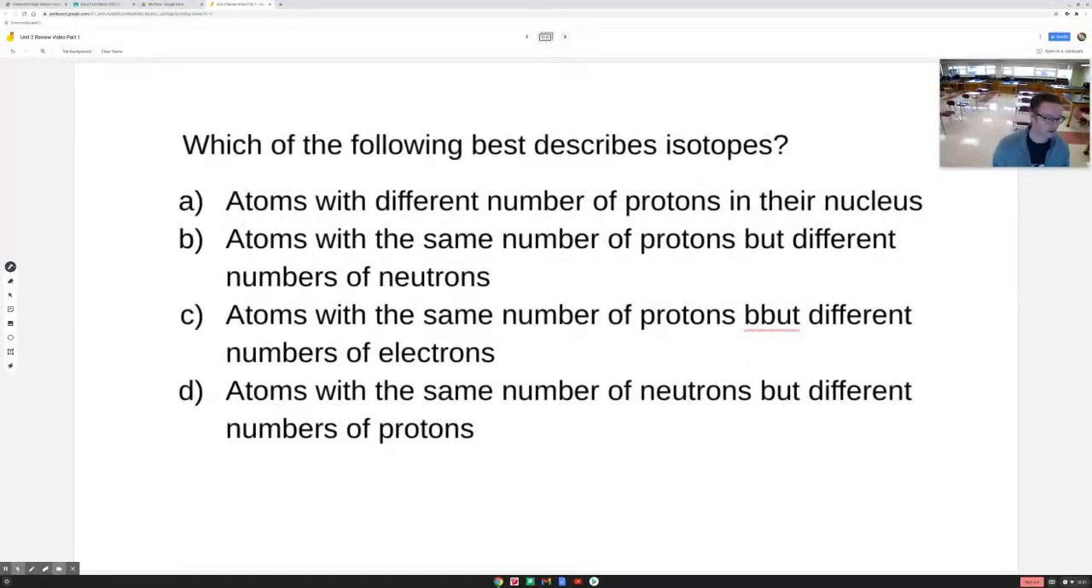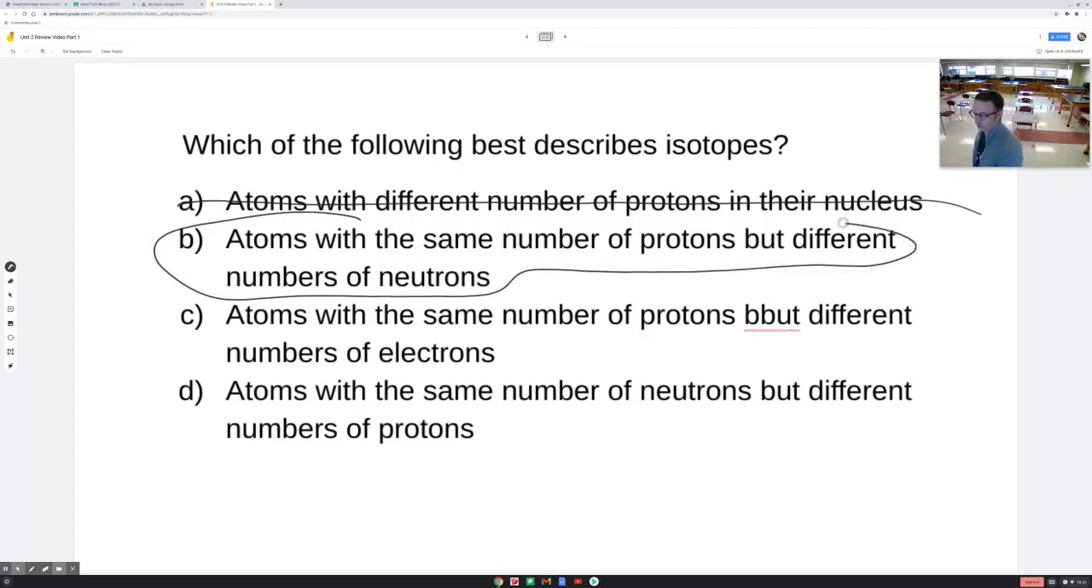All right, which of these best describes isotopes? Atoms with a different number of protons? No, that's different elements, not different isotopes. Same number of protons, but different numbers of neutrons. That's what we want to look for. Okay, protons is what makes it an element. Neutrons is what can make it an isotope.